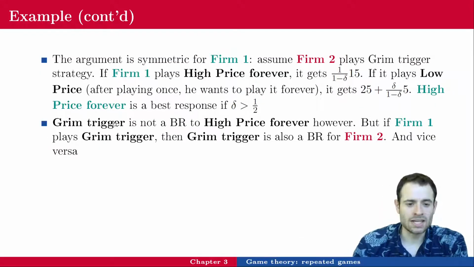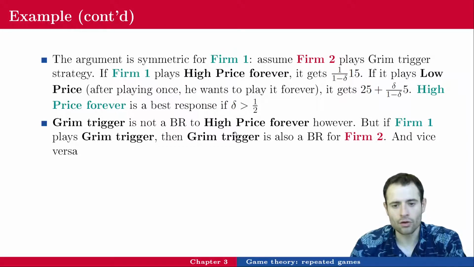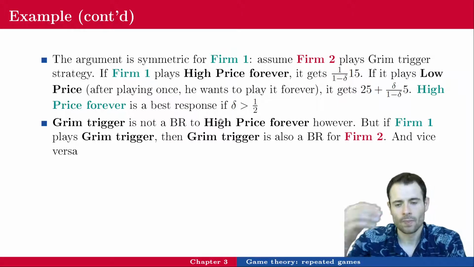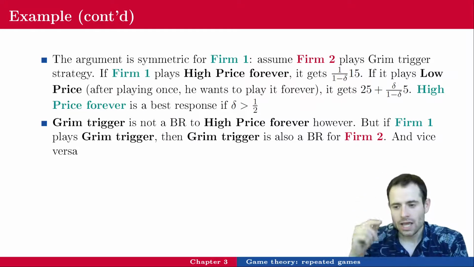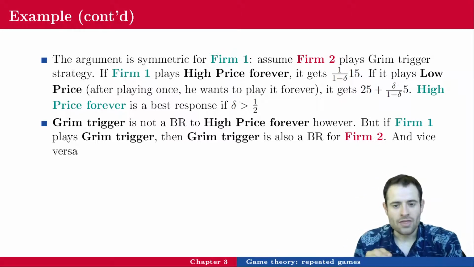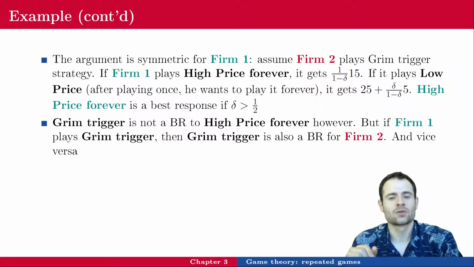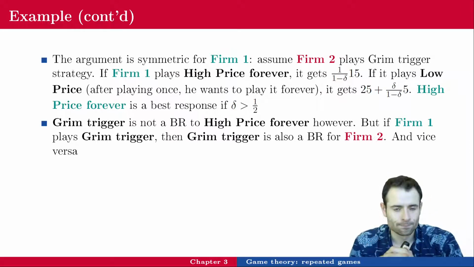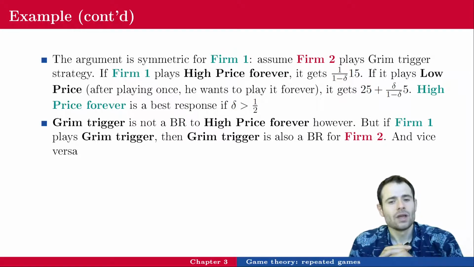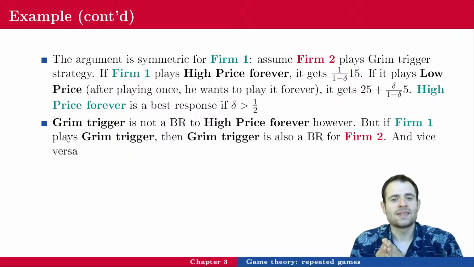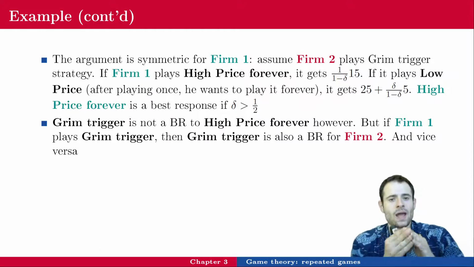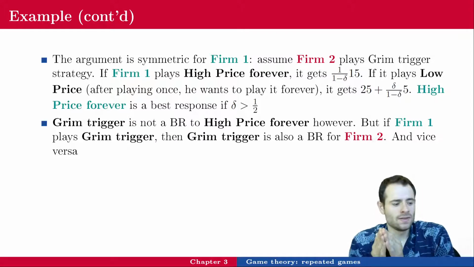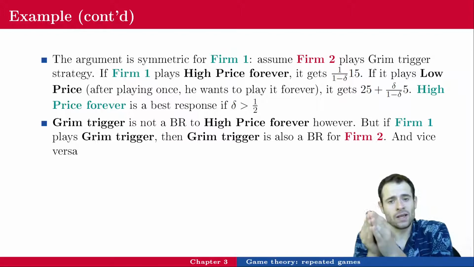So Grim Trigger is not a best response to high price, although high price is a best response to Grim Trigger. So we don't have a Nash equilibrium here. However, if firm 1 plays Grim Trigger, then Grim Trigger is a best response for firm 2. So Grim Trigger is a best response to Grim Trigger, and vice versa. Interestingly, if both firms play Grim Trigger, it means they play high price forever, because they play high price the first day. And Grim Trigger says, if high price was played before, keep playing high price. And they're going to keep playing high price forever.